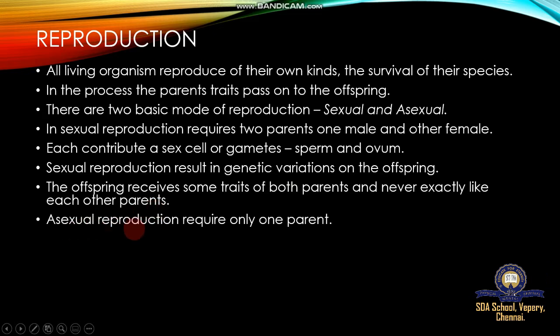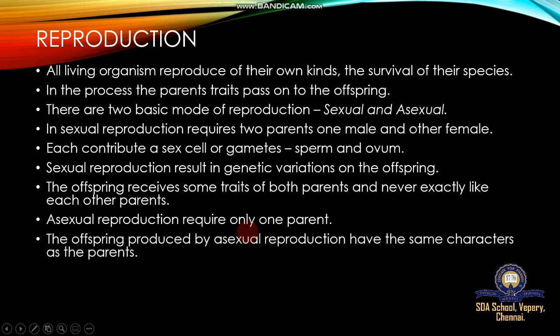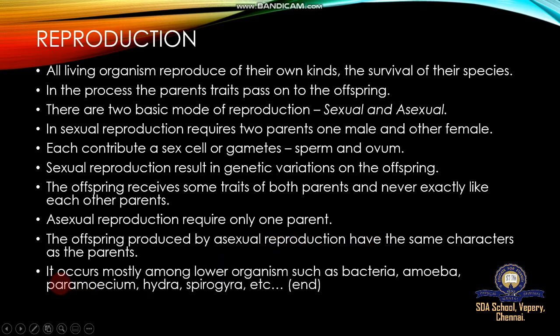Asexual reproduction requires only one parent, because a single parent is responsible for developing the new organism. The offspring produced by asexual reproduction have the same characters as the parents, because here there is no variation, no slight degree of change. Offspring produced by asexual reproduction have the same characters as the parents.